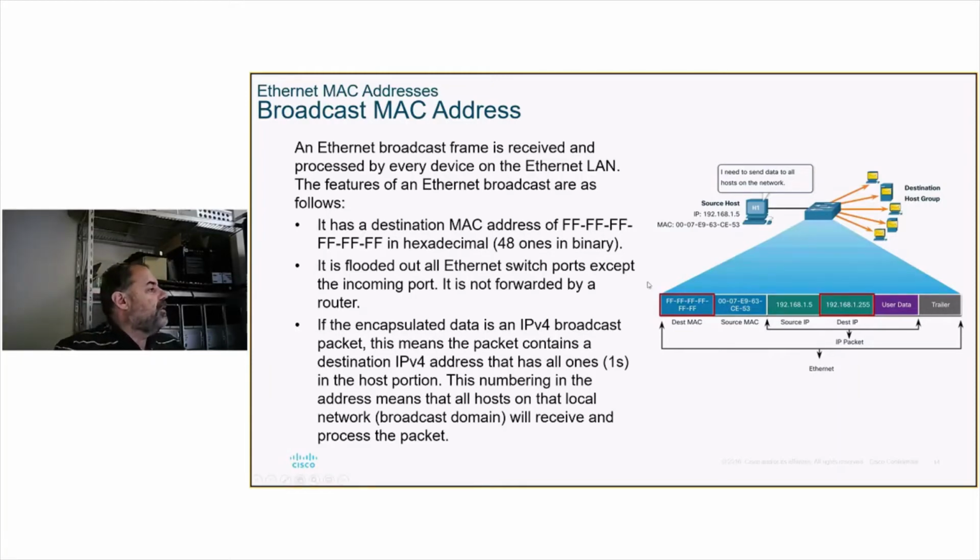Routers normally do not. If the encapsulated data is an IPv4 broadcast packet, this means that the packet contains a destination IPv4 address that has all ones. So 255.255.255.255 is the broadcast address for IP. This numbering in the address means that all hosts on that local broadcast domain will receive and process the packet.